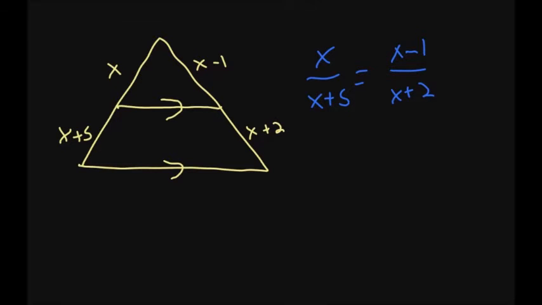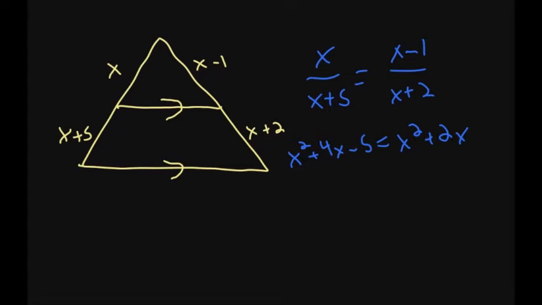x times x would be x squared plus 2x. And that equals x times x is x squared. 5 times 1 is negative 5, so we're going to have a minus 5 there. And then we have x times 5 is 5x. x times negative 1 is negative 1x, so 5x minus 1x would give us 4x. So you got x squared plus 4x minus 5 equals x squared plus 2x.